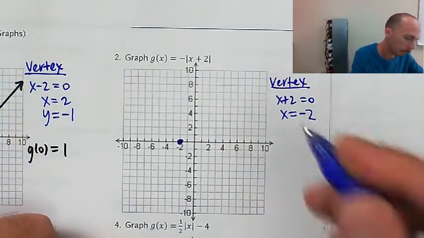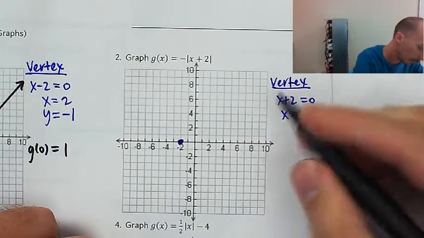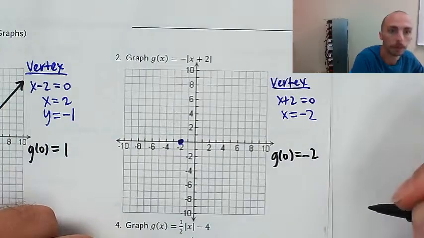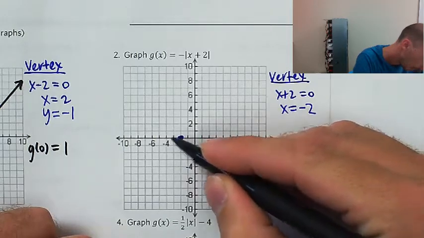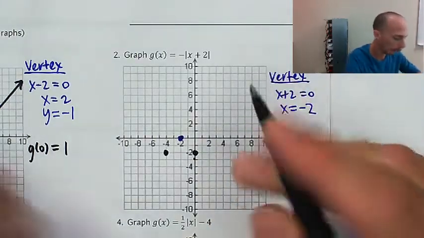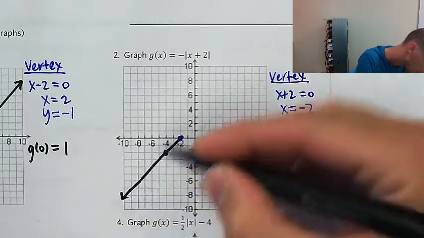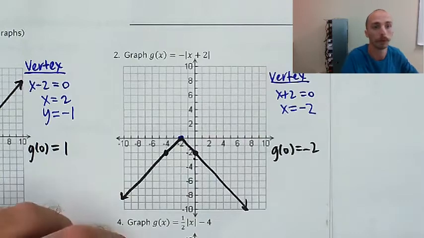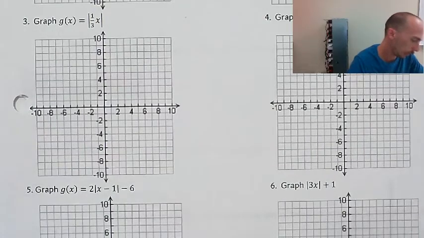So I've got my vertex there. Now, if I want to plot one other point, I would probably choose x equals 0. So g of 0 is negative absolute value of 2, so negative 2. And I'm just going to plot that point here. And then if I went over 2, I need to go over 2 in that direction. I'll be down here at negative 2. And I can connect my dots. I can see that this has a slope of 1, and then negative 1 over here. So I'm going to just try to aim. Something went wrong there. Sorry, it's close enough. It's a V shape.